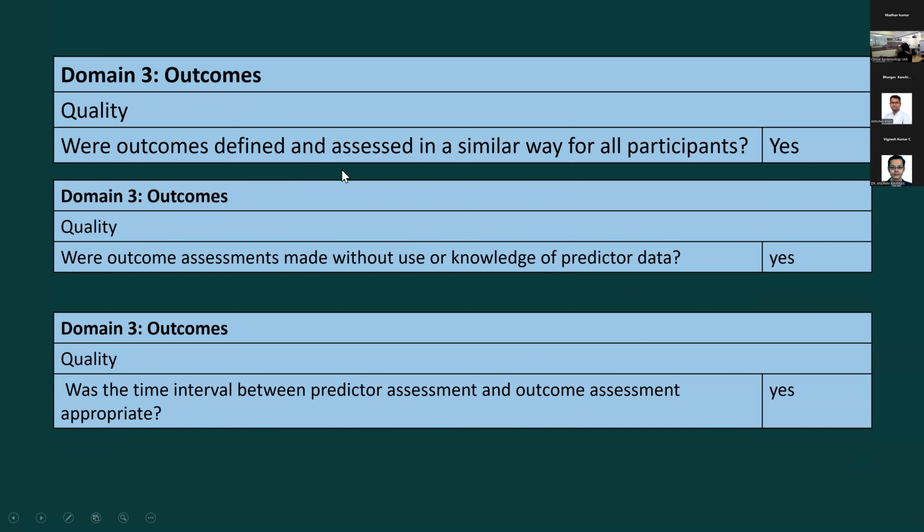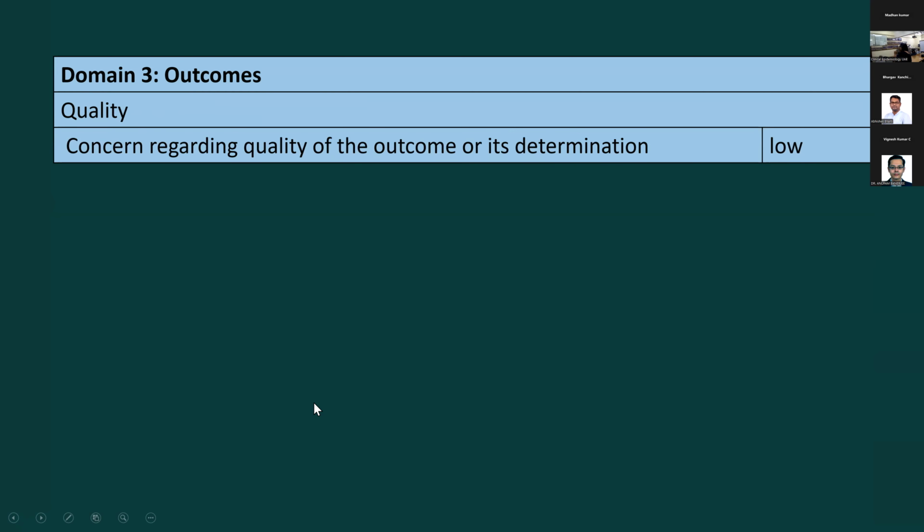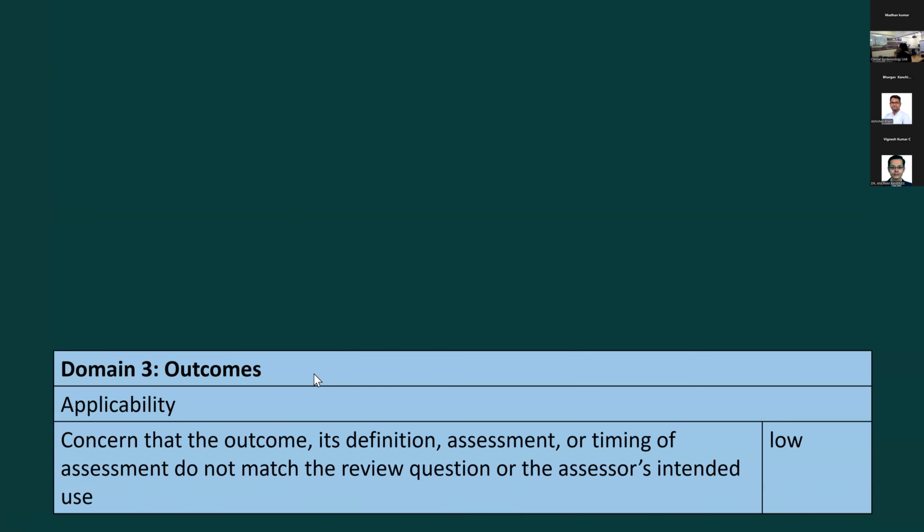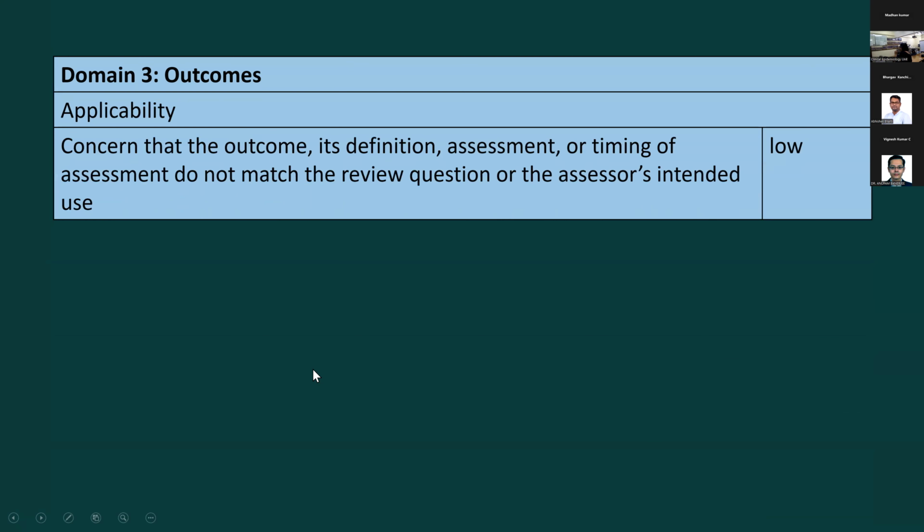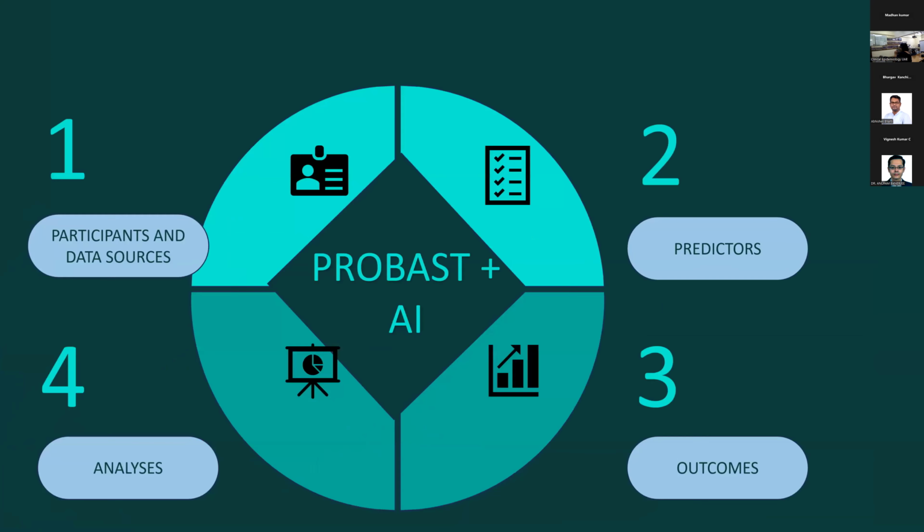Were the outcomes defined and assessed in a similar manner for all participants? Yes. And was the outcome assessment made without the use or knowledge of the predictor data? Yes. And was the time interval between the predictor assessment and outcome assessment appropriate? I feel it's appropriate. And concerns regarding quality are low, and applicability also low concerns.